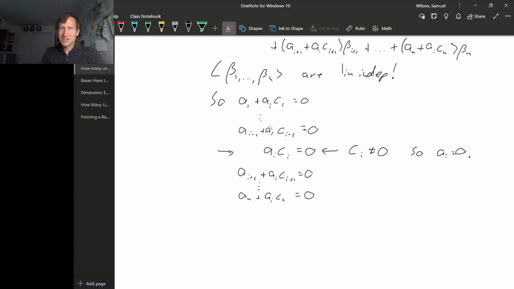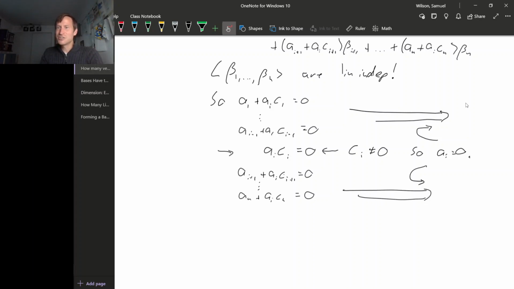rest of these equations. The rest of these equations have a sub i in them. So for the rest of these, now that we know a sub i is equal to 0, this first one says a sub 1 plus, well, this term, a sub 1 times c sub i, is 0. So a sub 1 plus nothing. It's just a sub 1 equals 0, down to a sub i minus 1 equals 0. And then down here, a sub i plus 1 equals 0, down to a sub n equals 0.